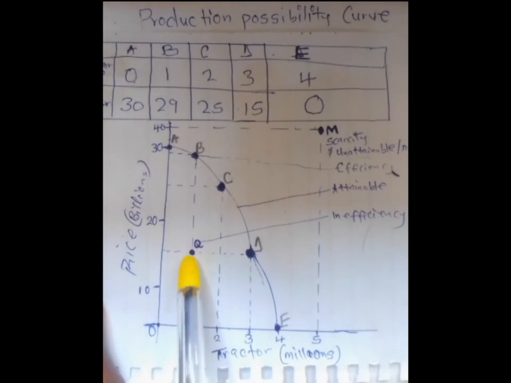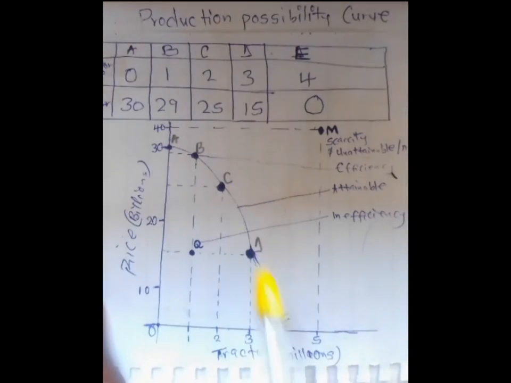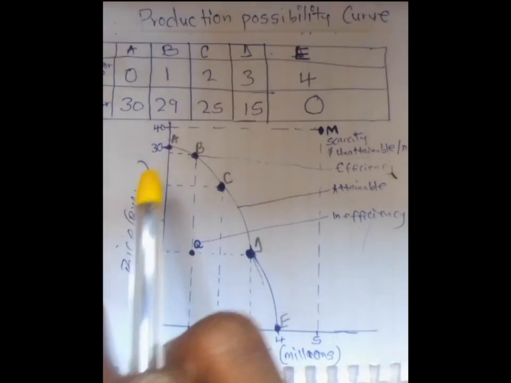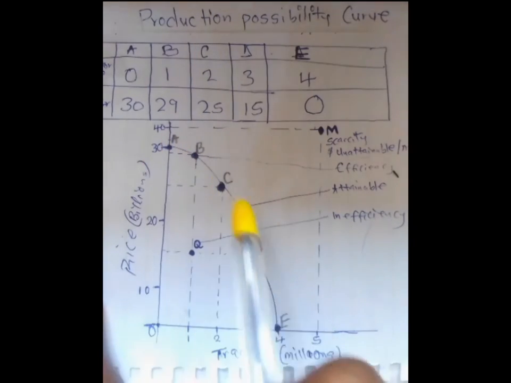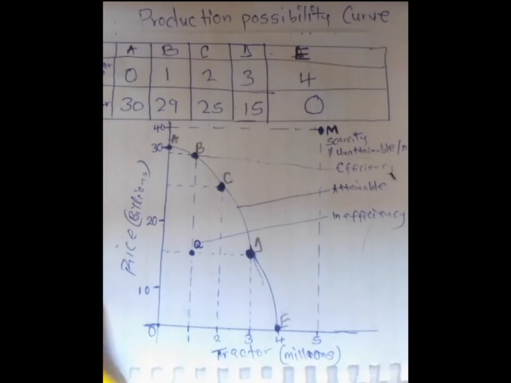Like point Q that you are seeing, any point inside the production possibility curve is inefficiency. Point Q represents inefficiency. And from point A to points B, C, D, and E, you can see the level of opportunity cost that was let go. Some sacrifice needs to be made in order to increase some production of tractors, and vice versa.